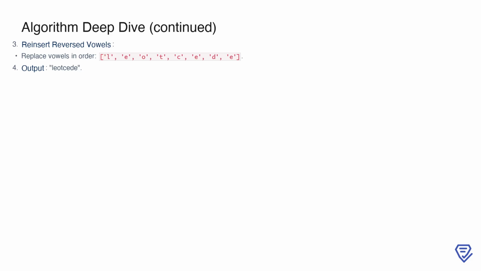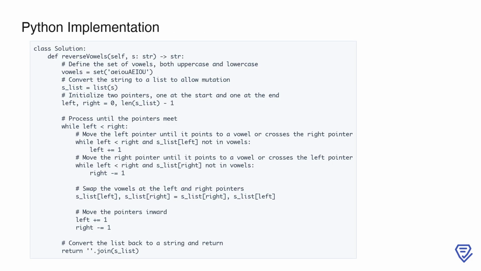By following the outlined steps, the algorithm efficiently handles the task, providing the correct output for any valid input string. This concludes the walkthrough of the example, highlighting the clarity and effectiveness of the approach in reversing vowels in a string. This Python solution solves the problem of reversing vowels in a string while maintaining the positions of non-vowel characters. The approach uses a two-pointer technique for efficient processing.